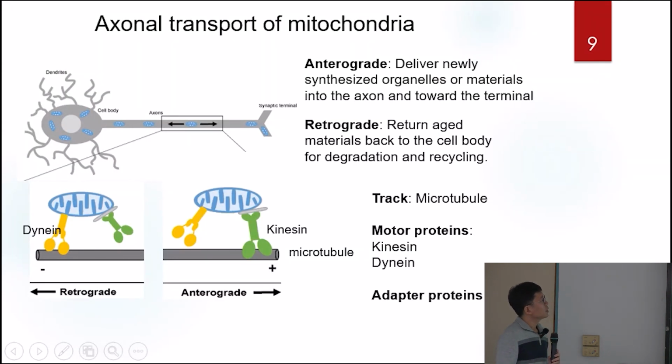So during the axonal transport of mitochondria, in anterograde transport they use kinesin as their motor protein, and in retrograde transport they use dynein as their motor protein. And between mitochondria and motor proteins, there are some adapter proteins.